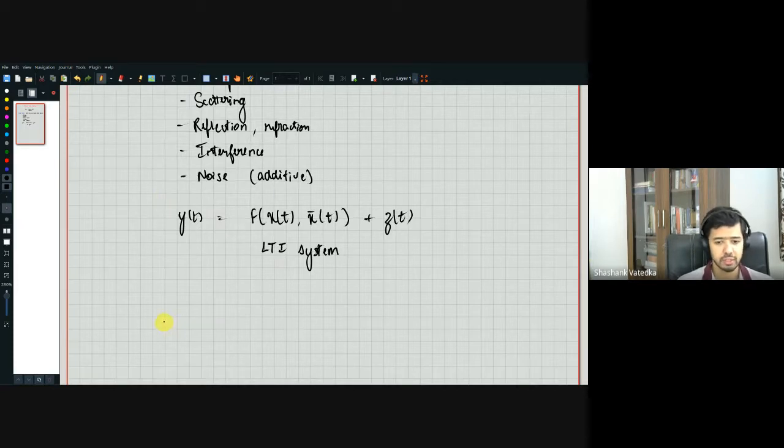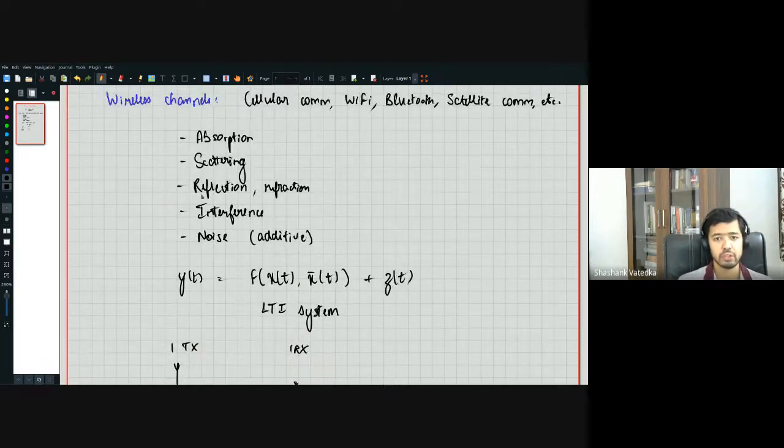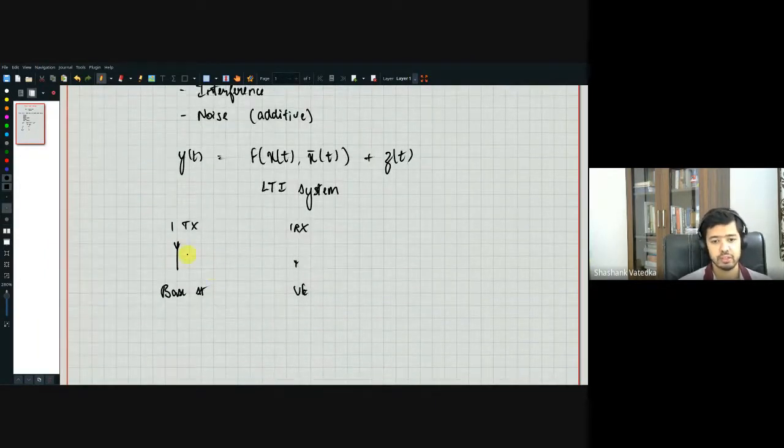So let's consider the simple example where you have one transmitter, and let's say you have one receiver, right? So let's think of the transmitter as a base station and the receiver to be a cell phone, right? So we have the base station and the user equipment or the cell phone, right? So in the absence of all other losses, suppose we wanted to look at the impact of each of these effects. All right, so what could happen?